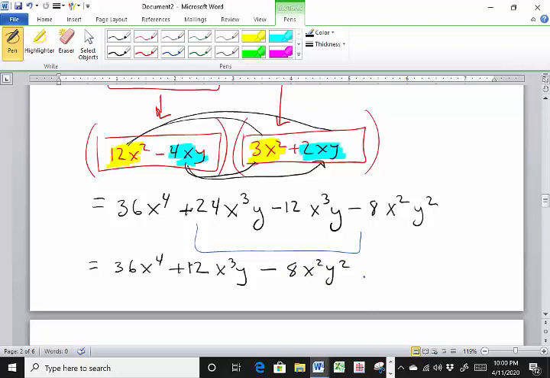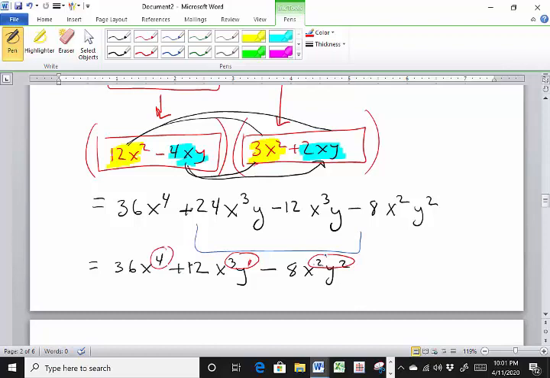So we're not quite done. If we want to be, well, actually we are done, because this is a fourth degree term, 3 plus 1 is 4, this is a fourth degree term, and 2 plus 2 is 4, this is a fourth degree term. So there's really no specific way that we have to organize these. So I'm just going to leave that as is.